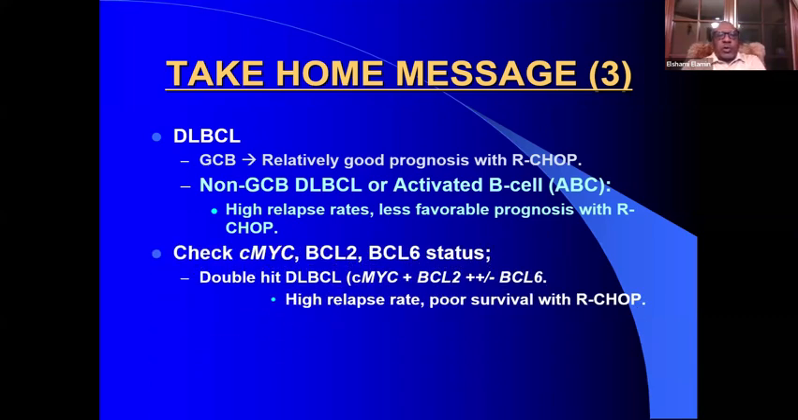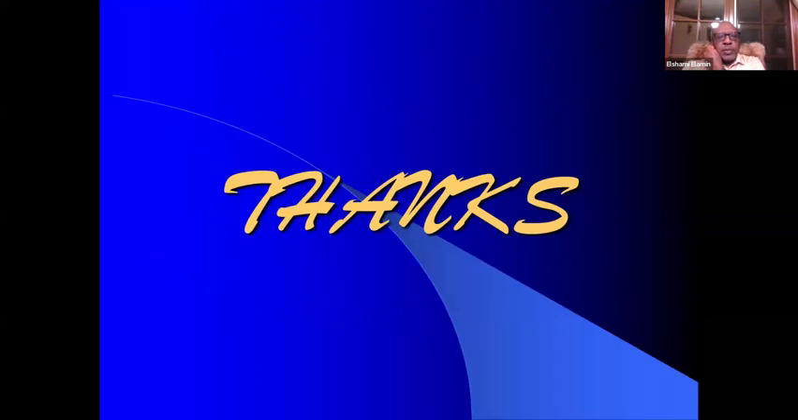All diffuse large B-cell lymphoma should be checked for c-MYC, BCL2, and BCL6. Why? To rule out double-hit lymphoma, because this is a different subtype, treated differently, and has a high relapse rate and poor prognosis with R-CHOP. And this is the end. Thank you very much.